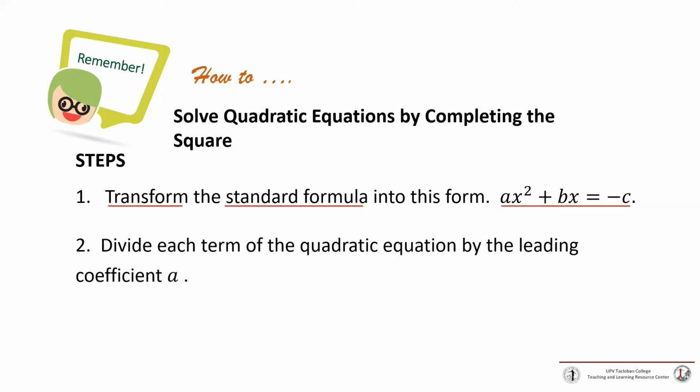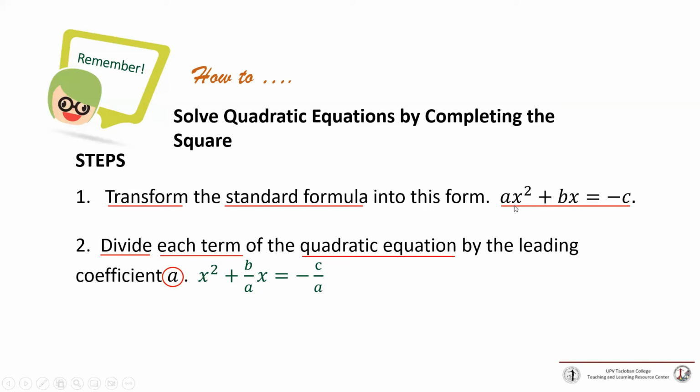And after rewriting the quadratic equation into the form ax squared plus bx is equal to negative c, then you divide each term of the quadratic equation by the leading coefficient a. Since you already have a quadratic equation of the form ax squared plus bx is equal to negative c, and step 2 states that you have to divide each term by a, which is the leading coefficient, this becomes x squared plus b over a times x is equal to negative c over a.